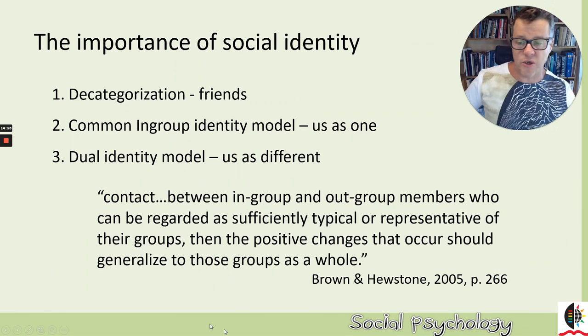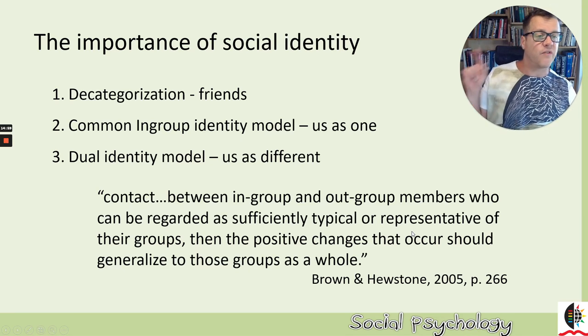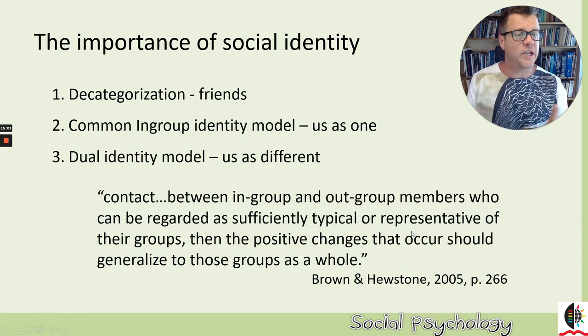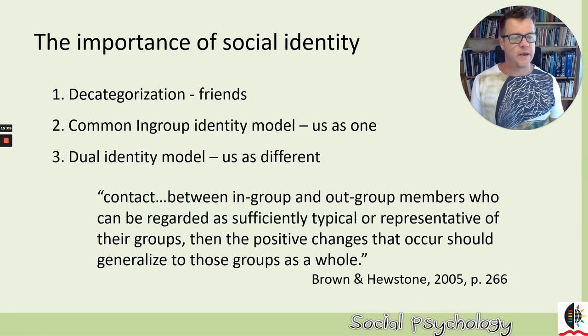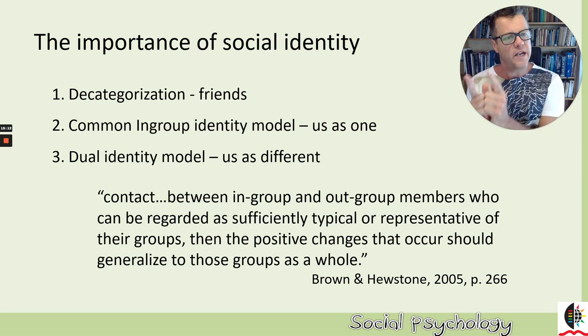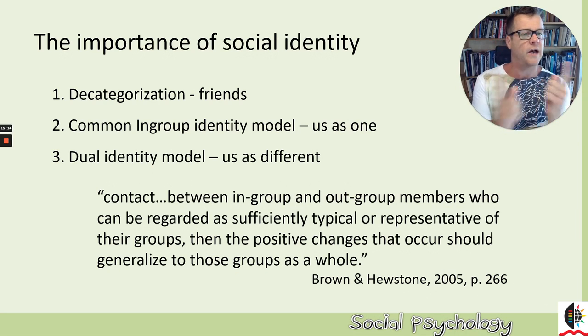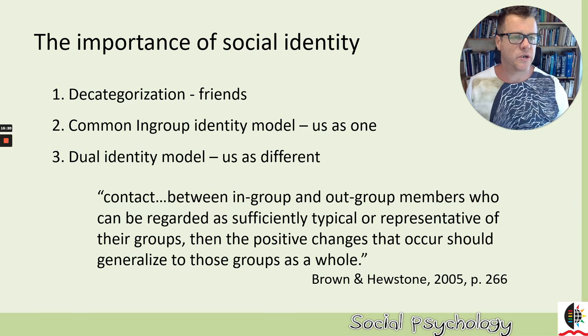So Brown and Houston argue contact between in-group and out-group members who can be regarded as sufficiently typical or representative of their groups. We're still interacting and we recognize that this is still a person of this other group. And I'm becoming friends and I'm liking this person. So you've got this dual identity. We've got the shared identity in the same sports team, but we also recognize that we're from these groups. This is the form of identification that produces the most long-lasting effects.